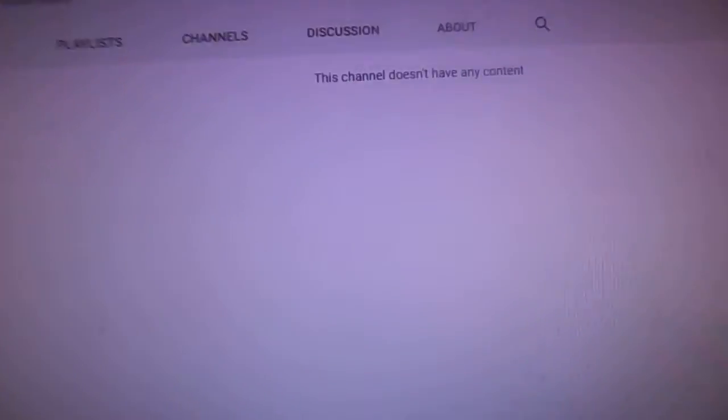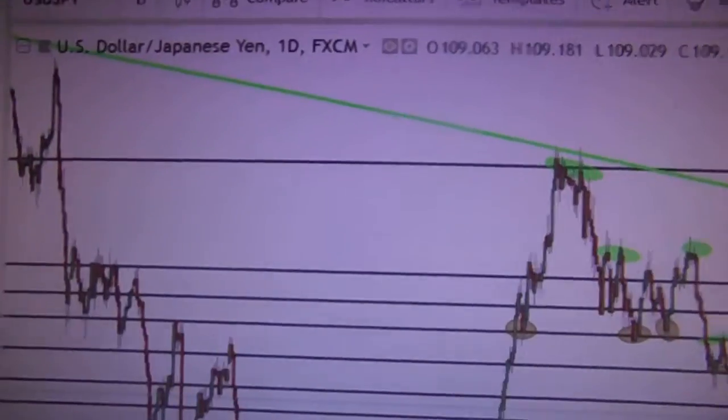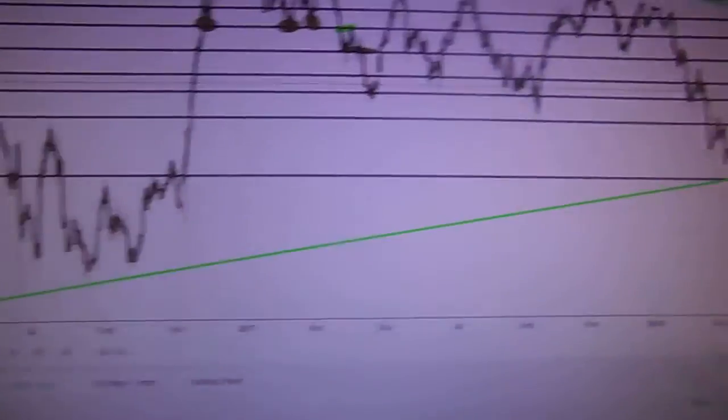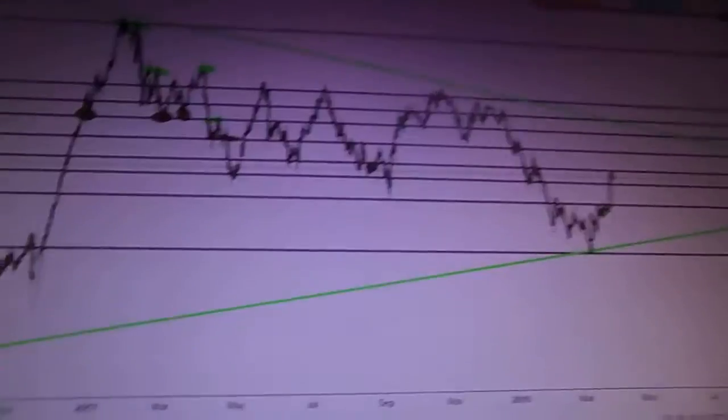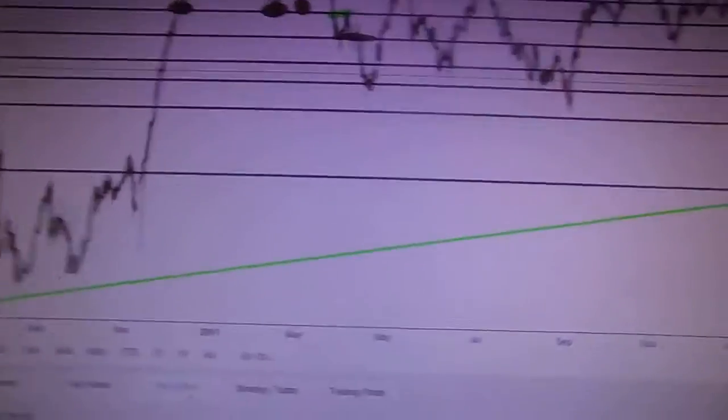I'm going to just do some analysis here on the USDJPY chart. USDJPY, one of my favorites. Okay, so right now I'm on the daily time chart. That's my favorite one to use next to the weekly time chart, but I'll be sticking to the daily chart.